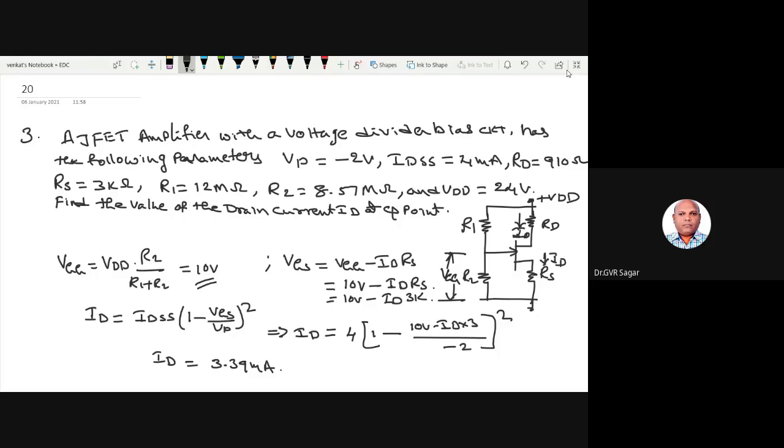So if you simplify this, you get a quadratic equation: 9 ID square minus 73 ID plus 144 is equal to 0. Solving the quadratic equation, you get 2 different values of ID: one is 3.39 and the other is 4.72. This is a textbook problem.